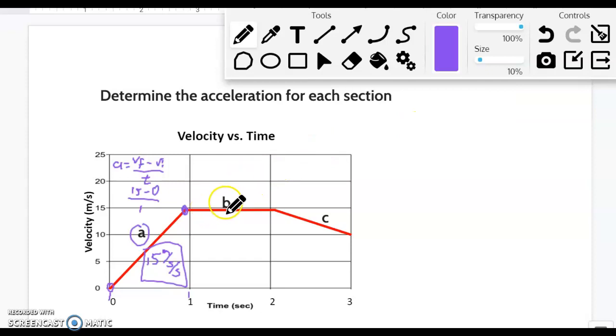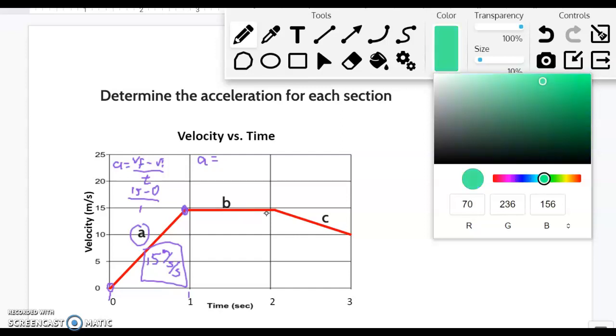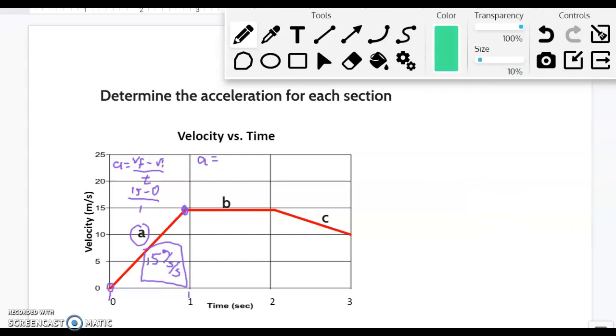For section B, there's two ways you could do it. If we did find the acceleration during this time, our final speed would be what it ended at. We'll change colors here. Our acceleration is the final speed. It ends at 15, if I follow it over here, minus its initial speed, and this section, it starts at 15. Divided by not 2 seconds, be careful about it.